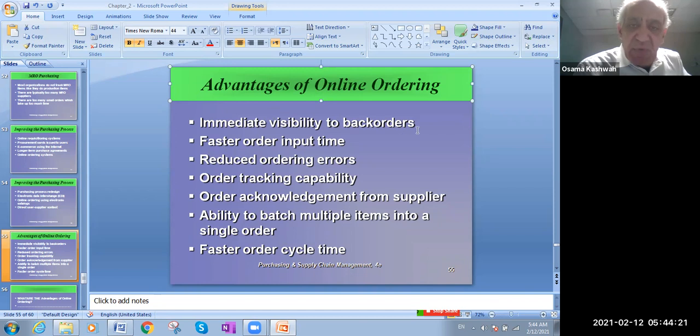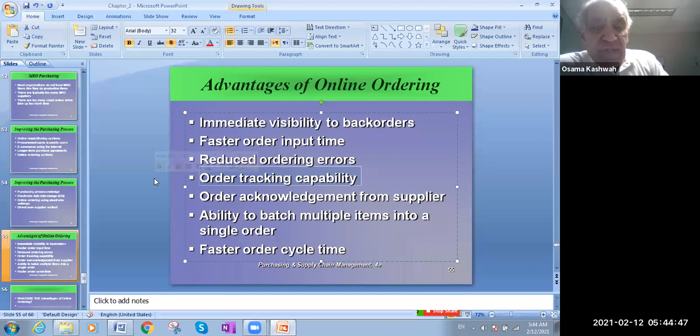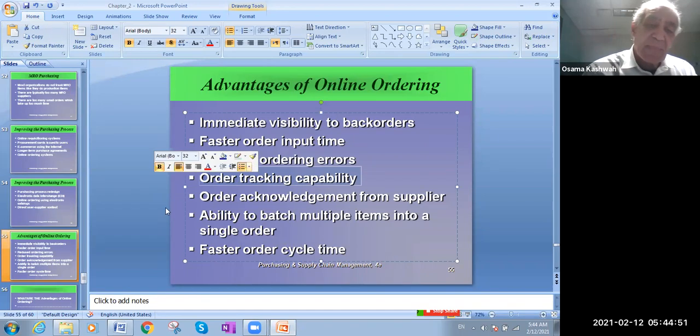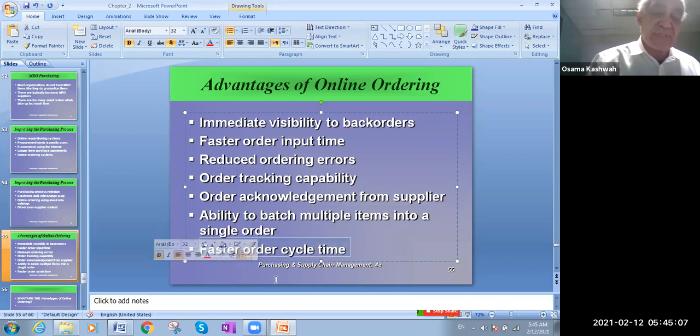Immediate visibility to back orders, faster order input time, you deliver it fast, reduced ordering errors. Yes, that's true, because what you want and what you decide online is what you get. Order tracking capabilities, you can know where the order is now, very close to you or very far from you. Order acknowledgement from the supplier, ability to batch multiple items into a single order. Just remember Amazon when you are answering this part of the question. Faster order cycle time, so it's very speedy to reach.